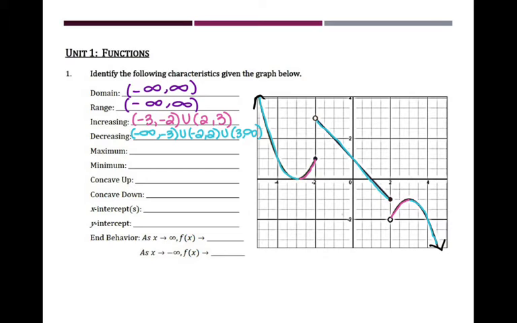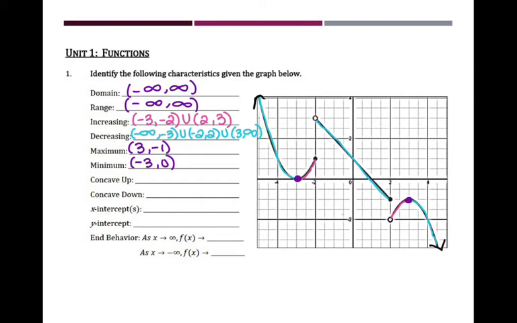Okay. Next thing is maximum and minimum values. So your minimum, let's go ahead and jump all over the place. So your minimum is this point right here because it's at the bottom of your parabolic curve. And your maximum is this point right here, which is at the top of a parabola. So for the minimum, I can write that as an ordered pair. That's -3, 0. And my maximum is at 3, -1.